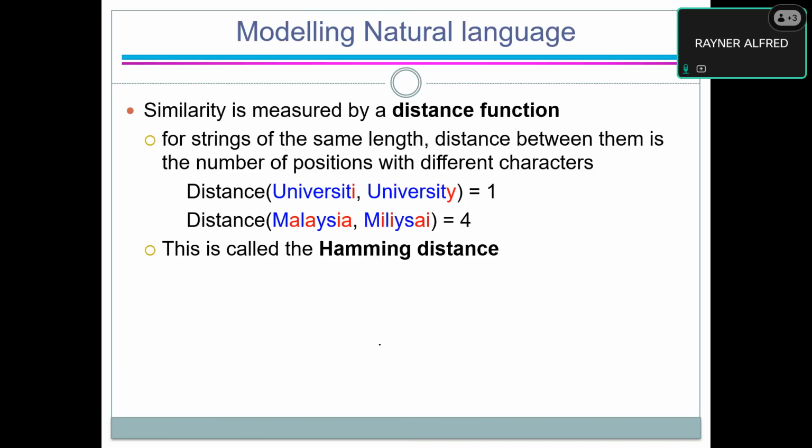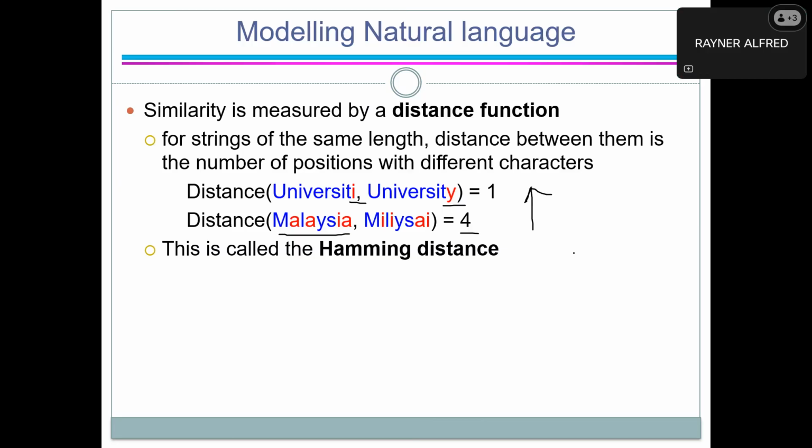Okay. So we have this distance function. The distance function is used to measure the similarity. This is based on the number of positions with different characters. So for example, university and this one, we have 1. The distance between Malaysia and Malaysia side is 4. This is called the Hamming distance. Okay, so the smaller the value, the more similar they are.